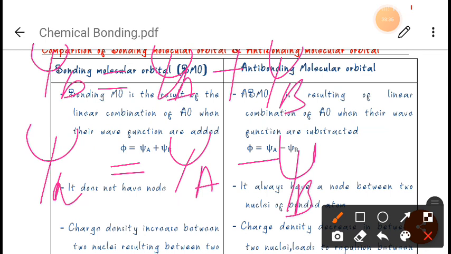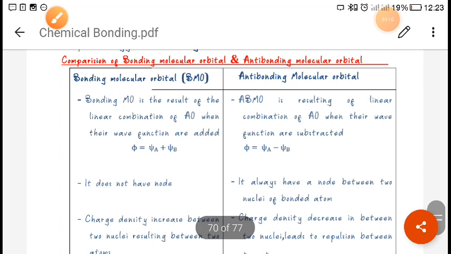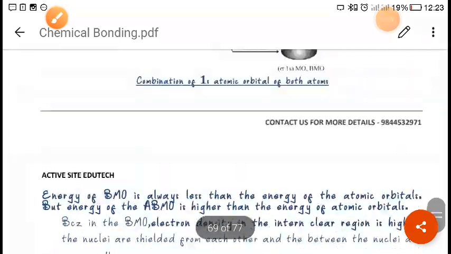Now next, the last point, what we can conclude here, is that electron present in the bonding molecular orbital leads to the attraction between the atoms and stabilizes the molecules. But when we talk about the anti-bonding molecular orbital, the electron present in the anti-bonding molecular orbital leads to the repulsion between the atoms and destabilizes the molecules. So I hope you have understood what is bonding molecular orbital and what is anti-bonding molecular orbital, right?